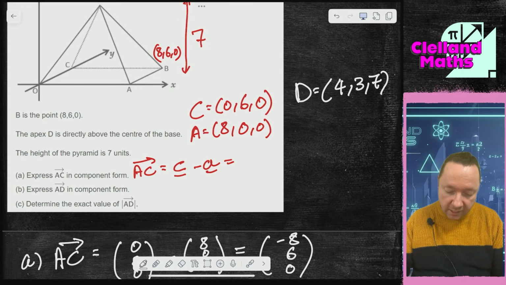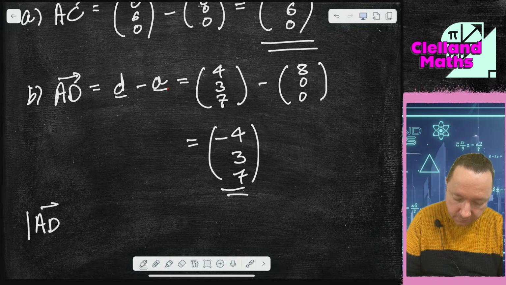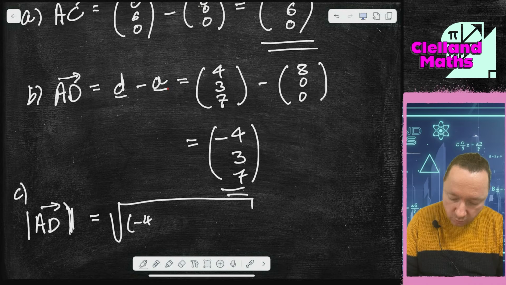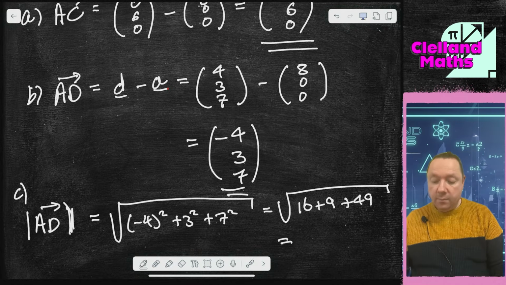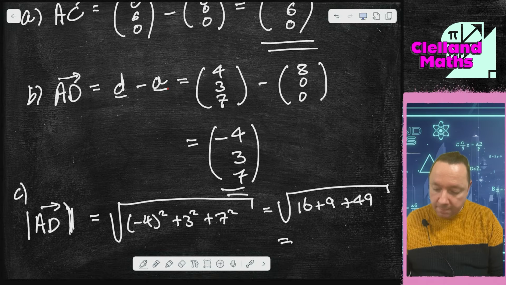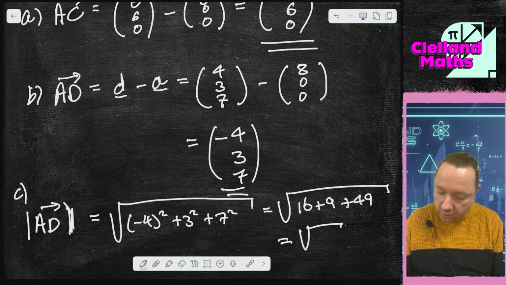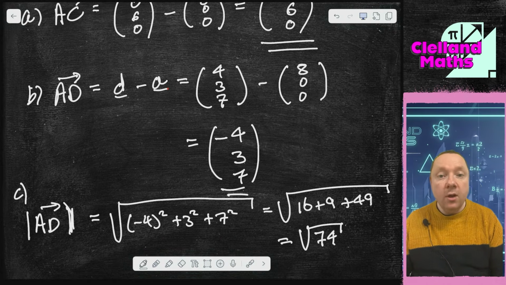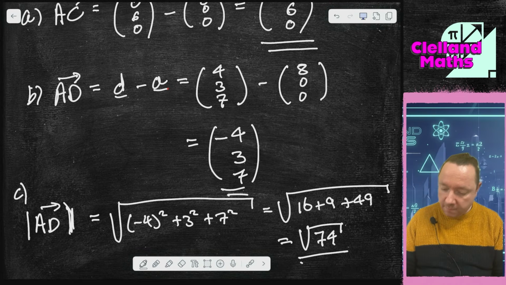Last part of this question, determine the exact value of bar AD. Well, bar AD is the magnitude. So that's the square root of minus 4 squared plus 3 squared plus 7 squared, which is 16 plus 9 plus 49. 49 plus 9 is 58, 68, 69, 70, 74. The square root is 74. Now, since it says the exact value, it just means as a square root, probably simplified. Square root of 74 is simplified, so we're done there.